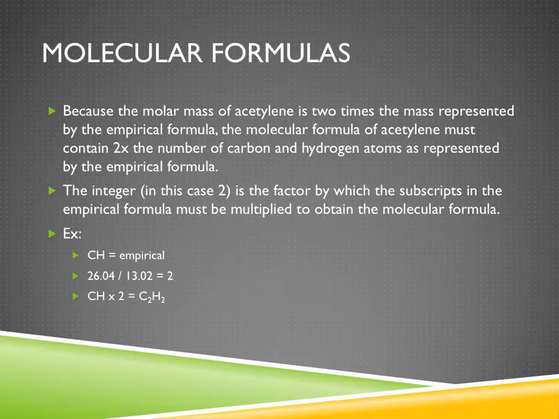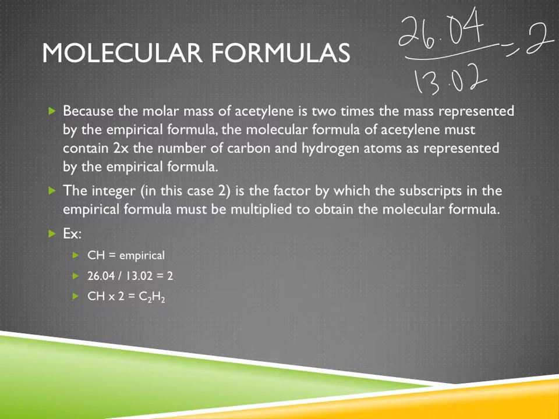Well, because the molar mass of acetylene is 2 times the mass represented by the empirical formula, the molecular formula of acetylene must contain 2 times the number of atoms, so carbon and hydrogen, as represented by the empirical formula. The integer, in this case 2, because again 26.04 divided by 13.02 equals 2.